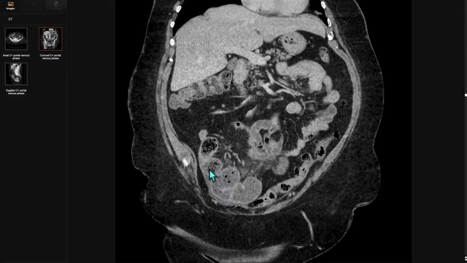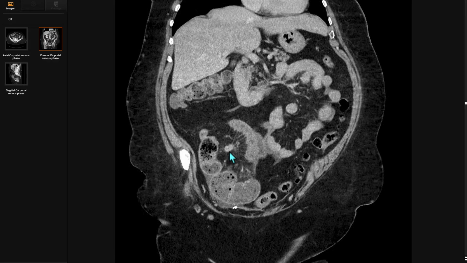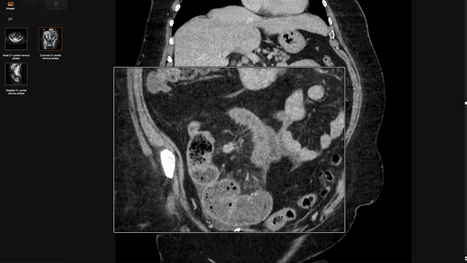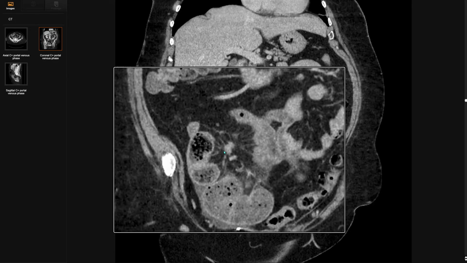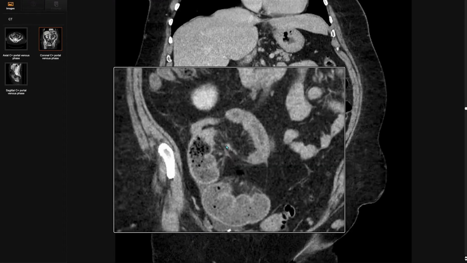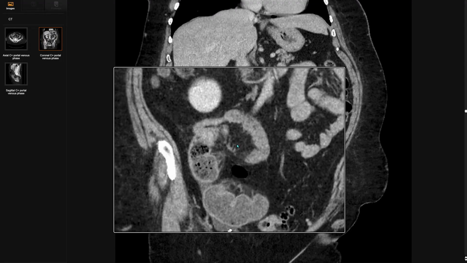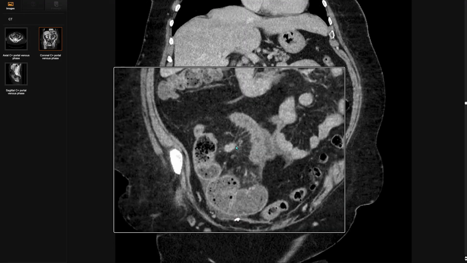As we scroll back and forth on the right lower quadrant, trying to sort things out, we can find this spiculated mesenteric nodule with surrounding desmoplastic reaction corresponding to the transition point. This is a carcinoid tumor with typical spread to the mesentery resulting in desmoplastic reaction.